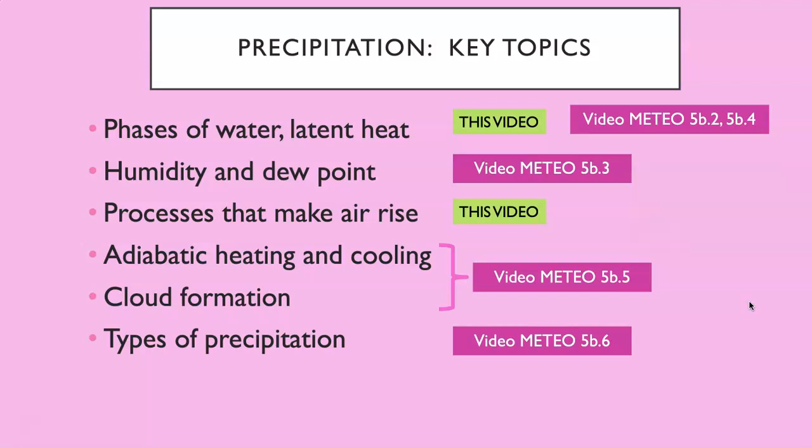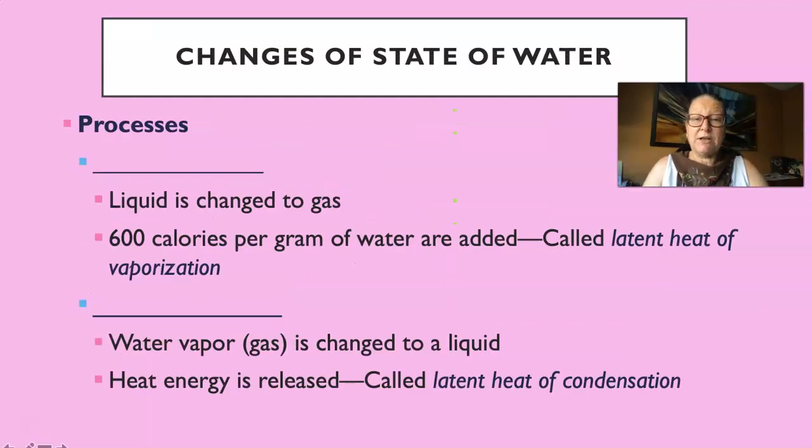In this video, I will cover processes that make air rise. Then in video 5B.5, you'll learn about adiabatic heating and cooling and cloud formation. Finally, in the last video in Unit 5B, we'll talk about the types of precipitation. So let's start with the phase changes of water.